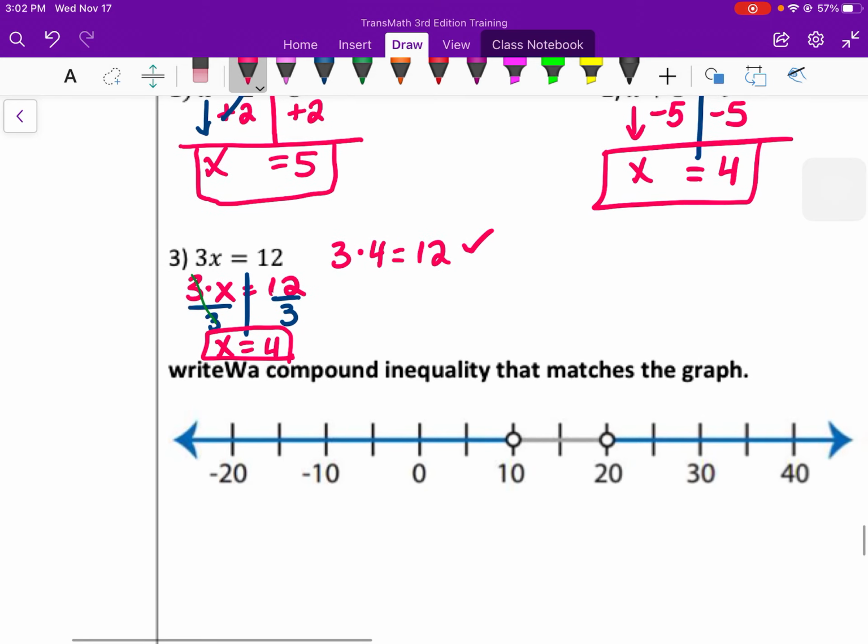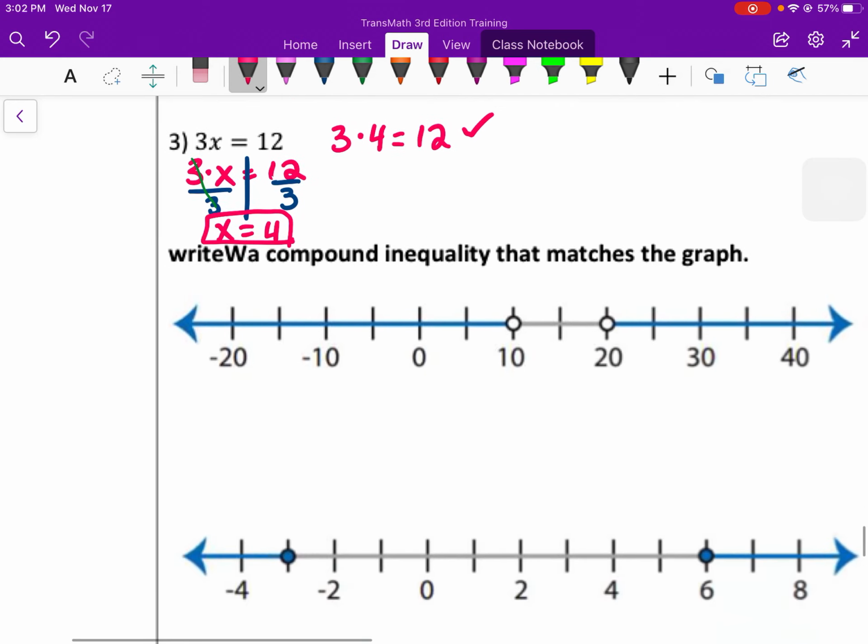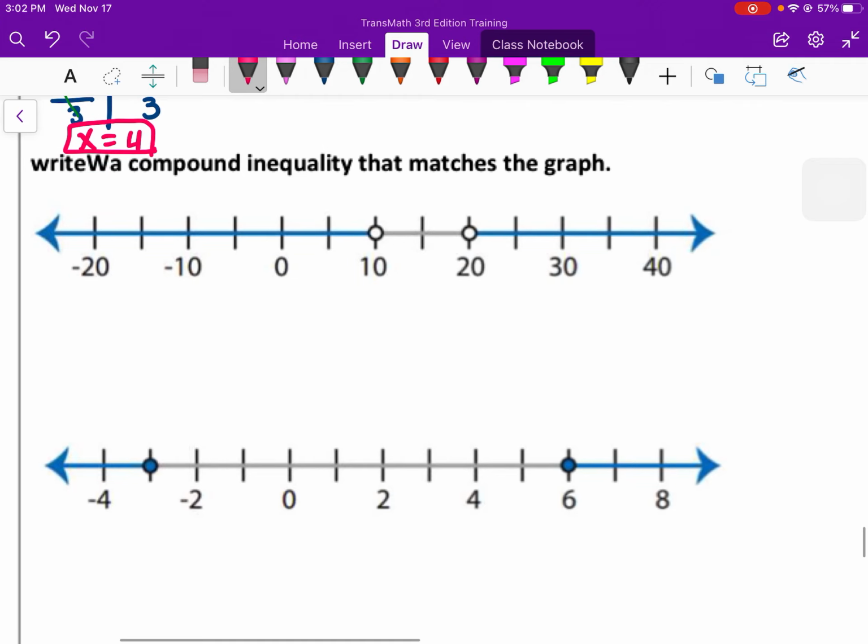So we're going to be solving inequalities like that today. So I wanted to review the inverse operations. Now I want to write a compound inequality that matches the graph. So just a little bit more review of what we've been working with. When we have inequalities that are facing different directions, this is an OR inequality. So it's going to be separated by the word OR. You're going to write each side individually.